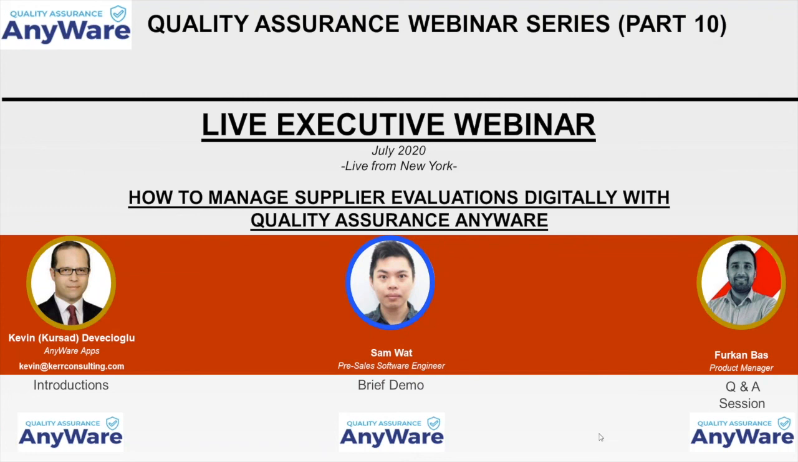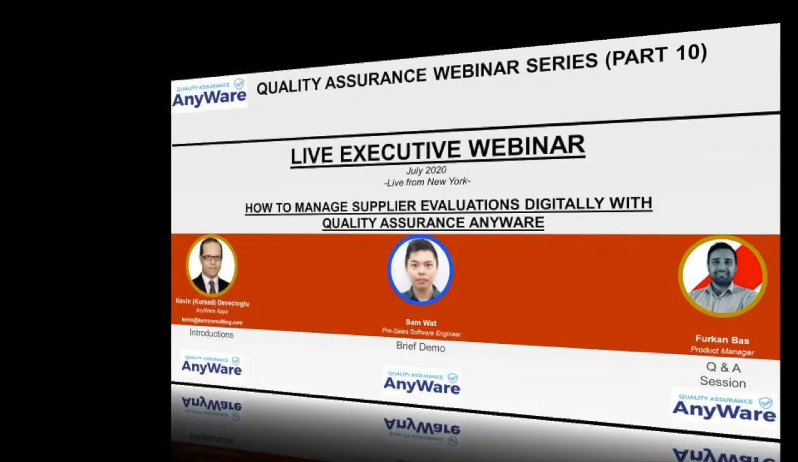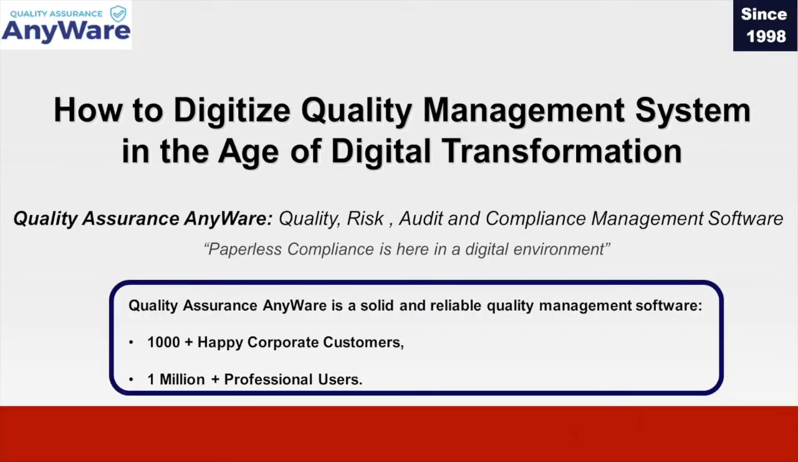As for Quality Assurance Anywhere, it has been in the market since 1998. We have been developing it, so it's a mature product, very solid. It is reliable. That is why we have more than 1,000 corporate customers using Quality Assurance Anywhere. We also have more than 1 million professional users using this solution, which we are proud of. And that is why we call ourselves an expert in digital quality management.